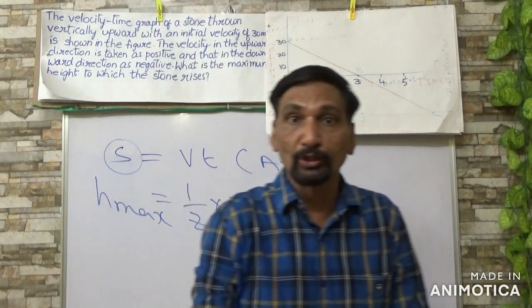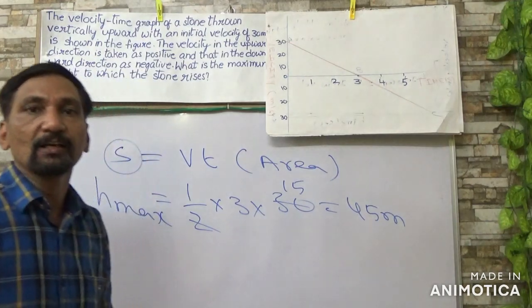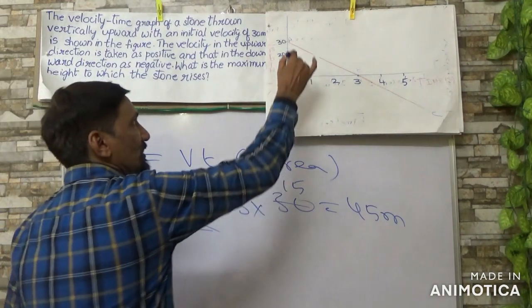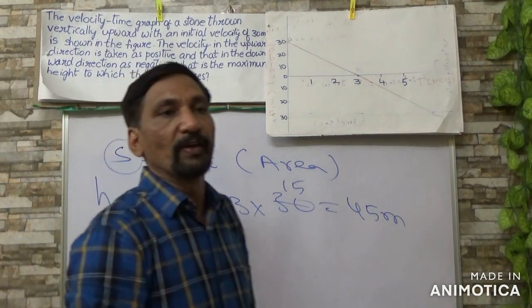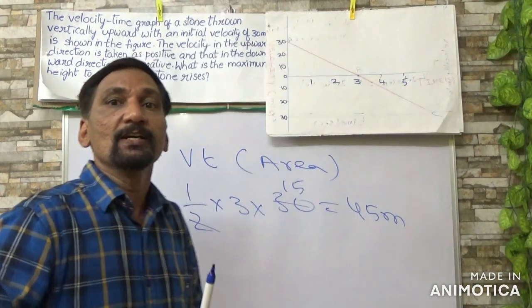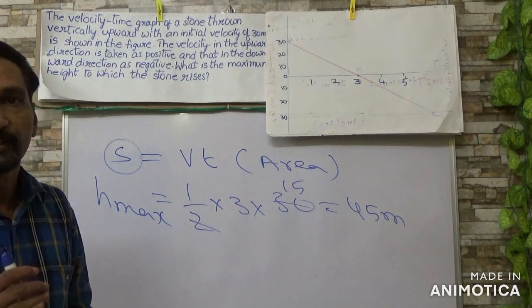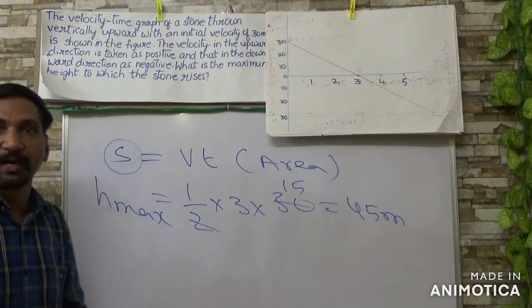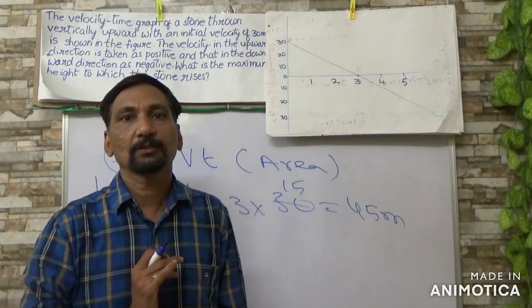That is when you throw the body upwards with 30 meters per second velocity. You also notice that its velocity is decreasing. Why decreasing? Because it is moving against the gravitational force. That is why its velocity slowly decreases and at a point becomes 0. That particular height you call maximum height.